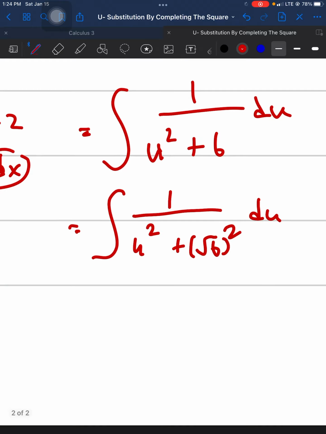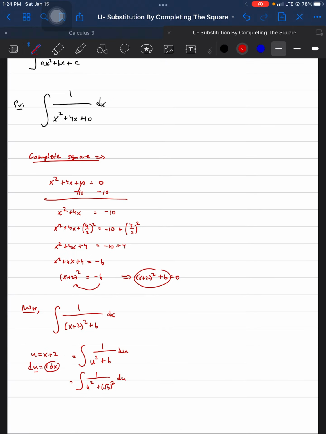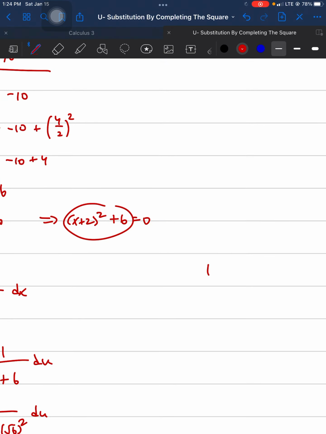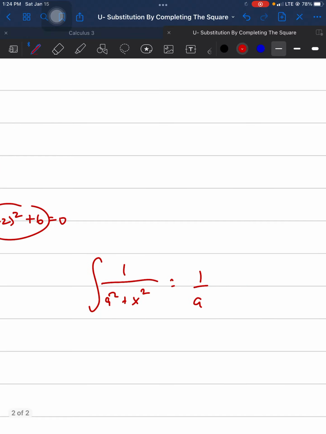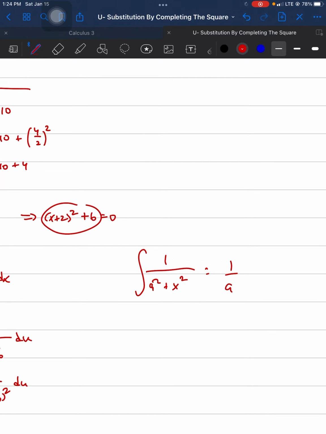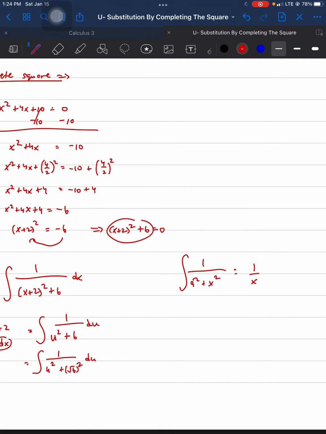So we're going to get the integral of, so basically the integral of something like a squared plus x squared is 1 over a. No, actually 1 over x.